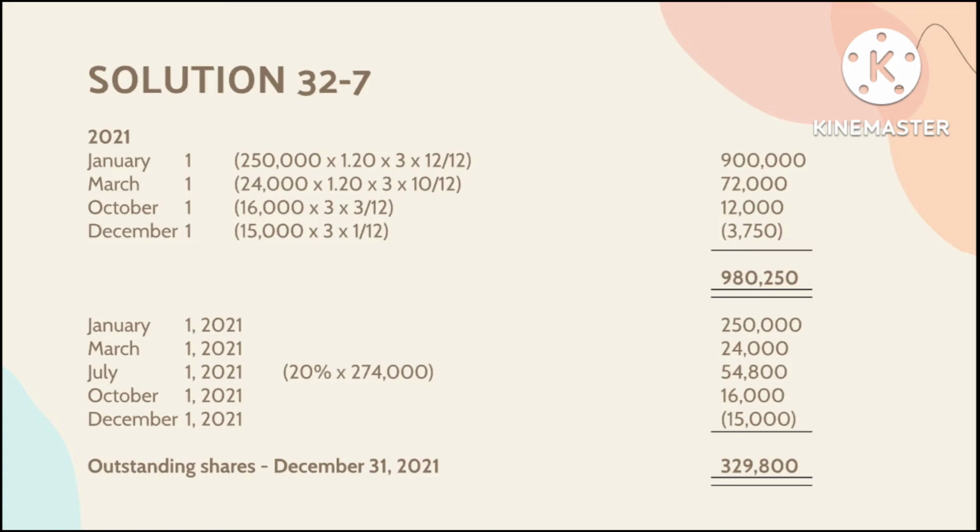And pagdating po ng July, wherein the company issued a 20% share dividend, minultiply po natin siya. That amounts to 54,800. And noong October 1 naman po, nagbenta po ang company ng 16,000 shares. So, kasama po yun. And ito pong purchase 15,000 shares to be held in treasury ay ima-minus po natin. Yun po yung total outstanding shares noong December 31, 2021 that amounted to 329,800.